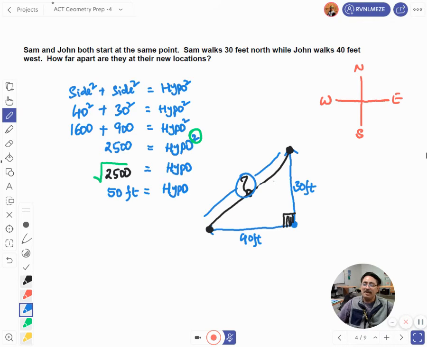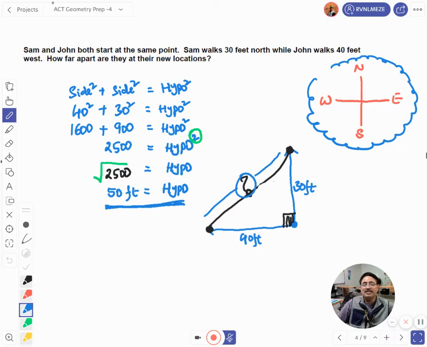Also, you can make use of a calculator. So the distance between Sam and John is 50 feet. It's an easy question. Only thing is, you have to remember the directions, where is north, where is south, where is west, and where is east. Remember, right at the top is north, at the bottom is south, to your right hand side is east, to your left hand side it is west.